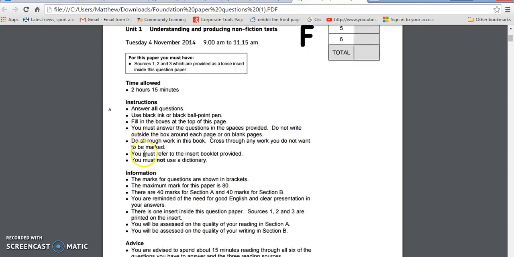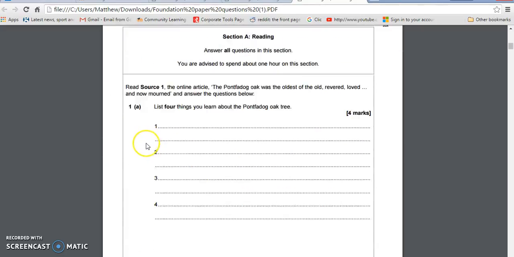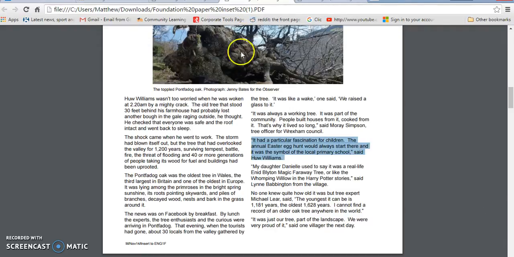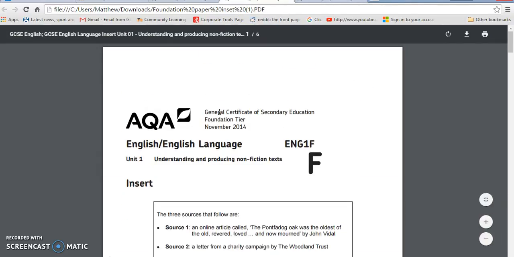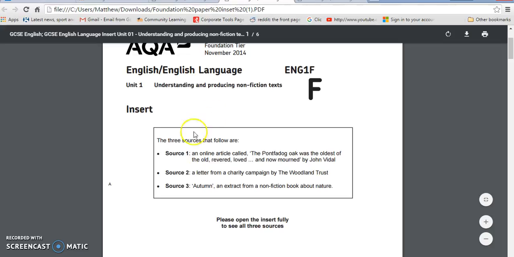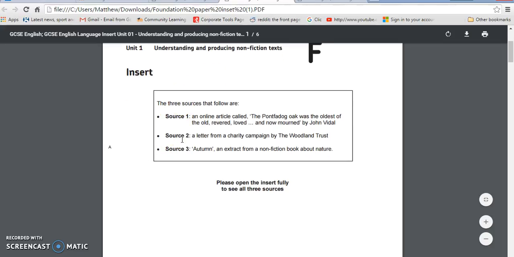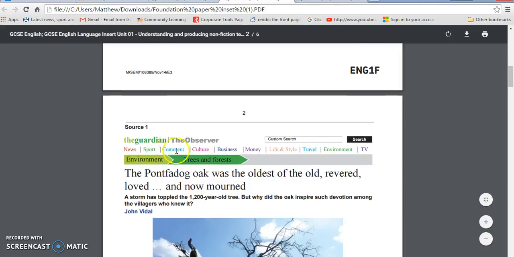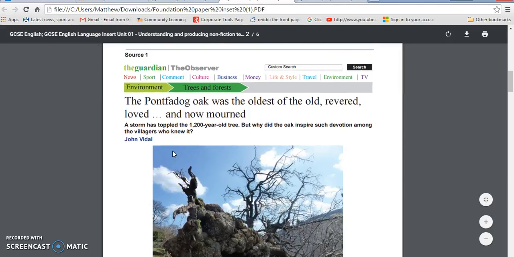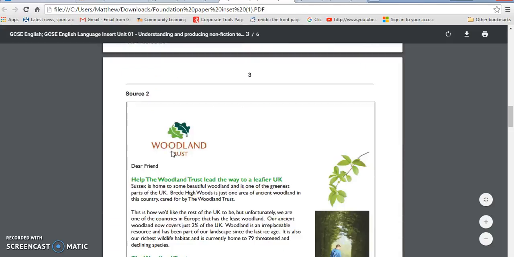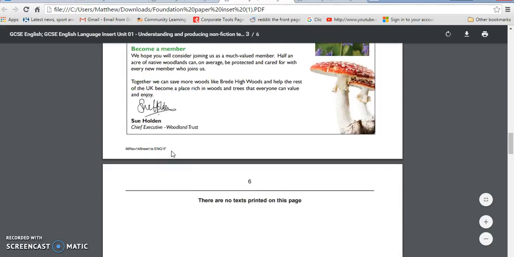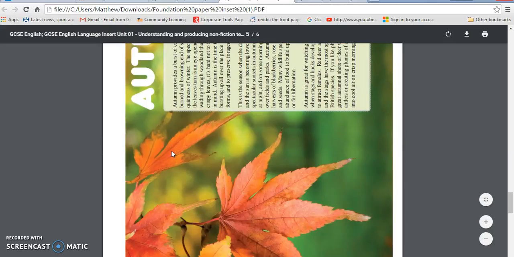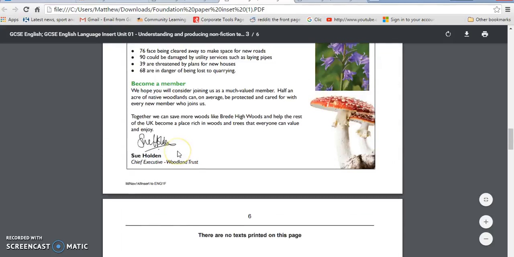You will have an exam paper where you write your answers, and you will also have source documents in a separate booklet. In this instance we have 3 source documents. These sources can be anything, and they will be what you will be using to answer the first section, the reading section of the paper. They could be, for example, articles taken from an online newspaper, they could be letters, or they could be leaflets, as is in the case here.